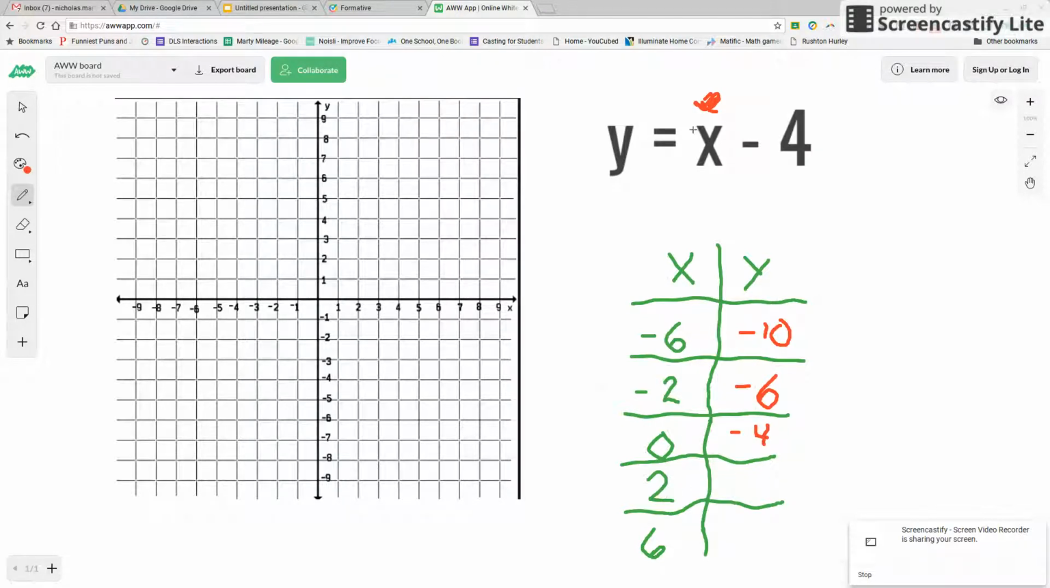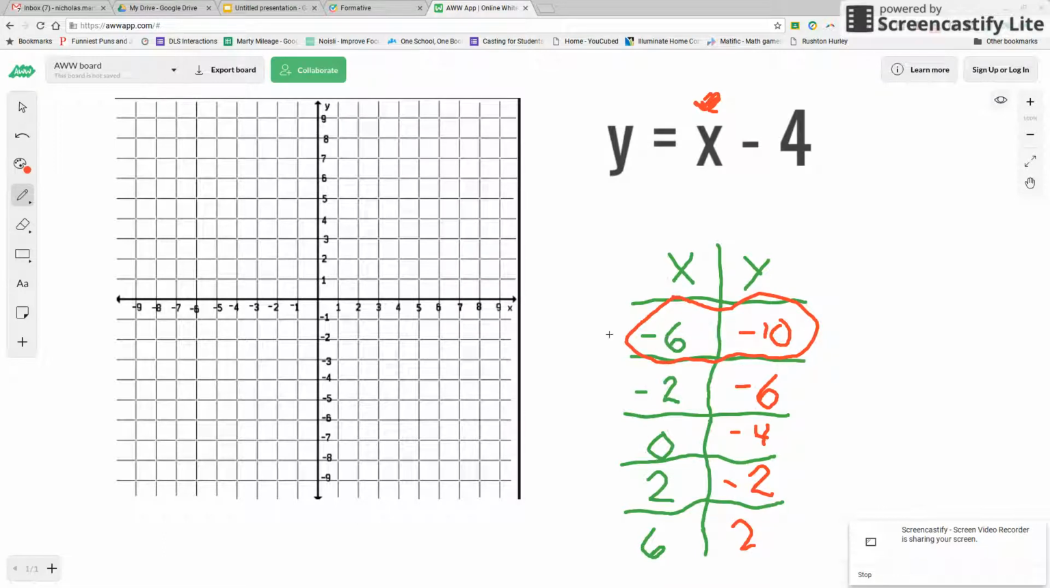If I have 2, 2 minus 4 is -2. And my last x point is 6. 6 minus 4 is 2. So just like with a function, we fill in that function table. The reason we do this is that if we look across our function table, we have some coordinates that we can plot.